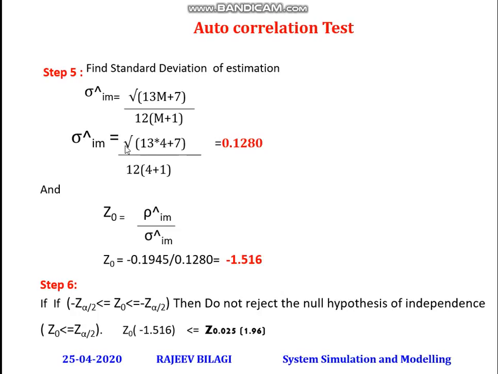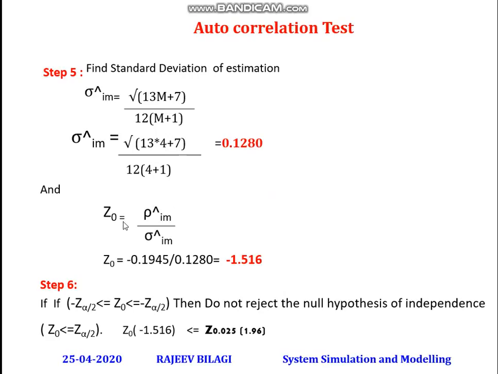So please remember, this square root is only applicable for the numerator. So this σ_ρim equal to 0.1280. Why I'm telling you is that most of you will normally make the mistake of taking the square root for the entire numerator and denominator, which is not acceptable. Now you have calculated the value of σ_ρim.